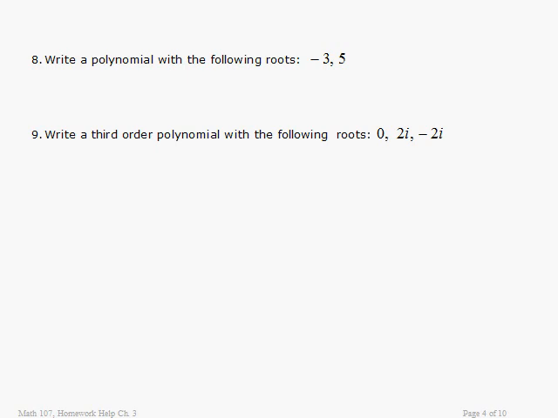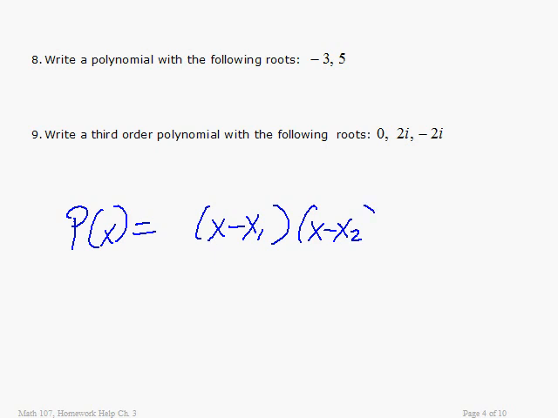Now we're going to look at the problem in a different way. Instead of finding the roots, say we're given the roots, and we need to write a polynomial with those roots. If you remember the polynomial factoring theorem, you can write the polynomial in terms of its roots. Say here's your first root: it's x minus x1, x minus x2, x minus x3, for however many roots you have. In this case, you have 2 roots.